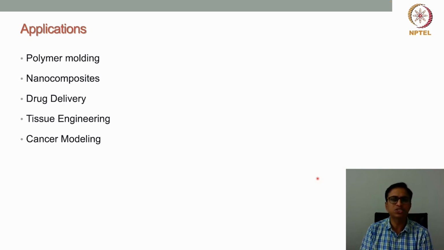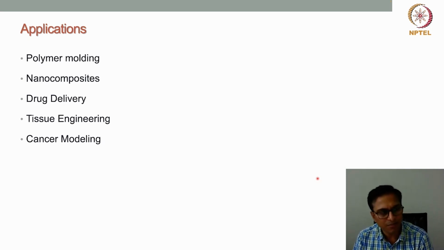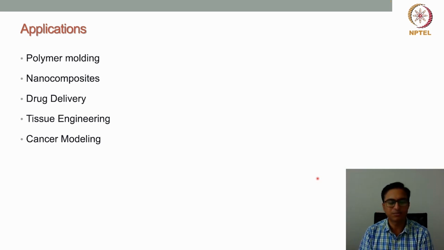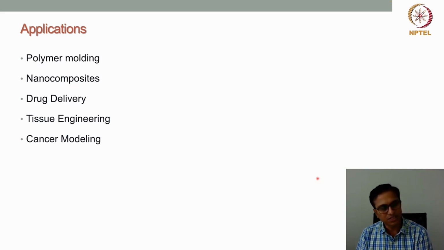Similarly, for tissue engineering, where suppose our interest is to make cell patterning, our interest is to print a biomaterial pattern, or it can be a 2D pattern, it can be a 3D pattern. For all these things, for different tissue engineering applications, this inkjet printing can be used. Similarly, for cancer modeling or disease modeling, inkjet 3D printing can also be used.